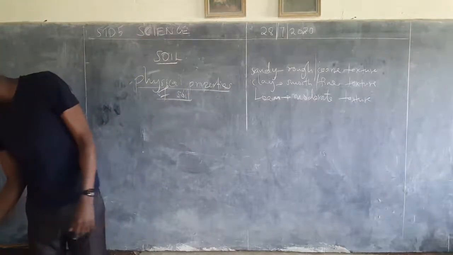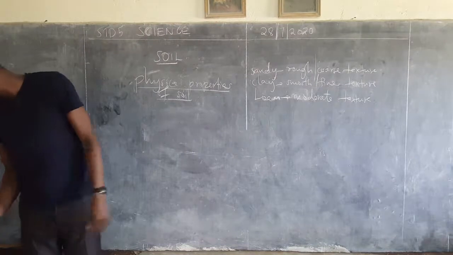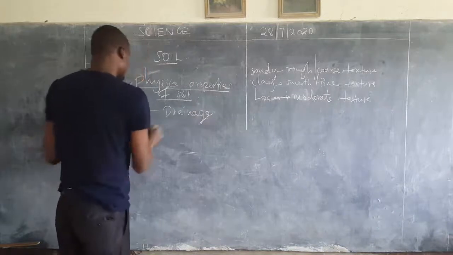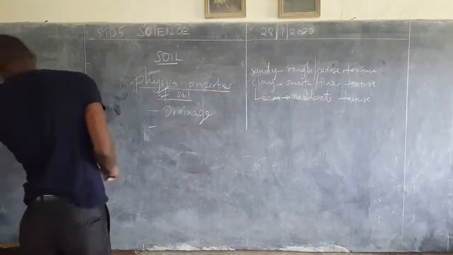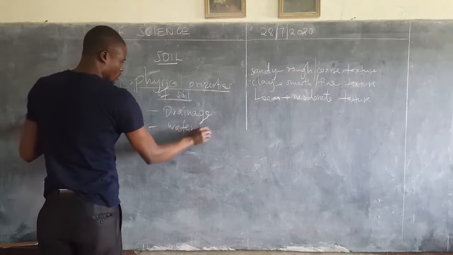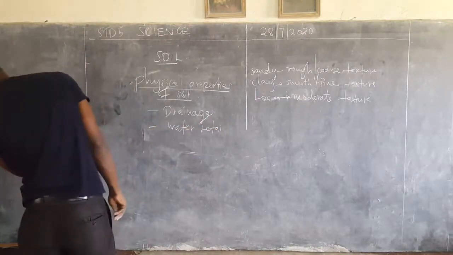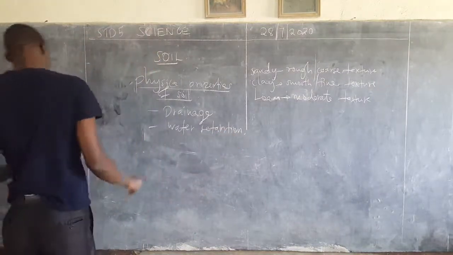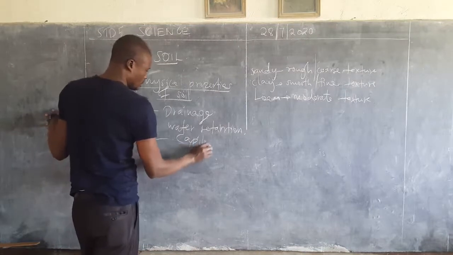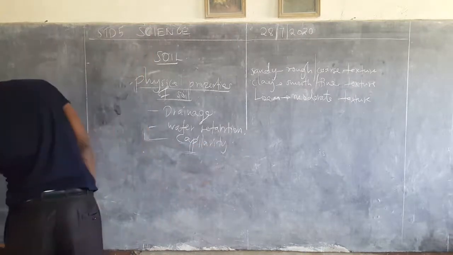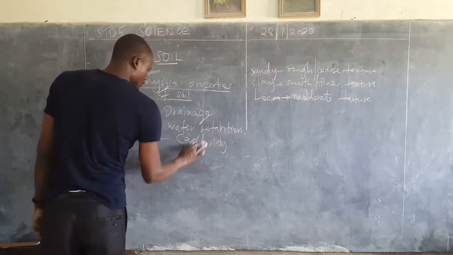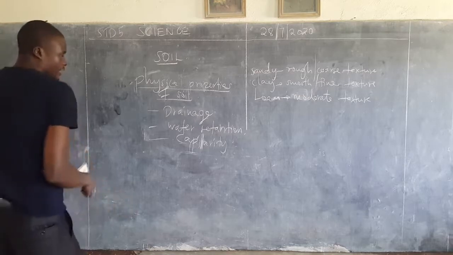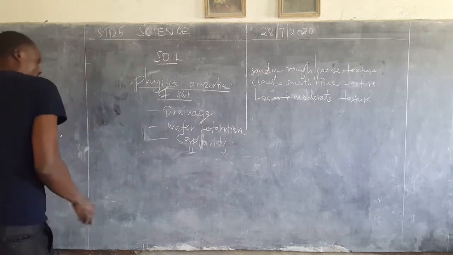Under this, the physical properties are there. We'll capture the drainage. Which soil has the best drainage? Then we are again going to have water retention, and finally you have capillarity. So we begin with the drainage, and we look at what we are going to see under drainage.